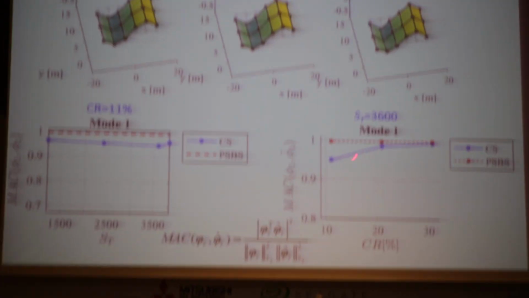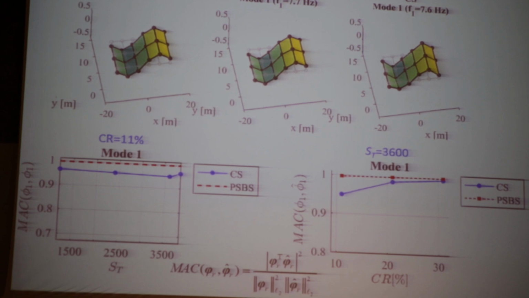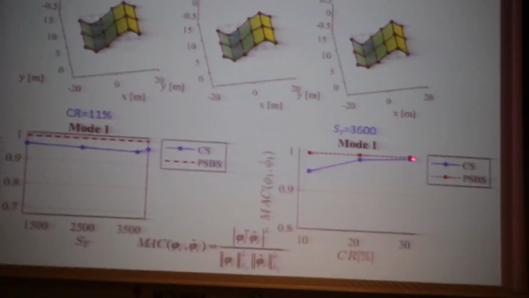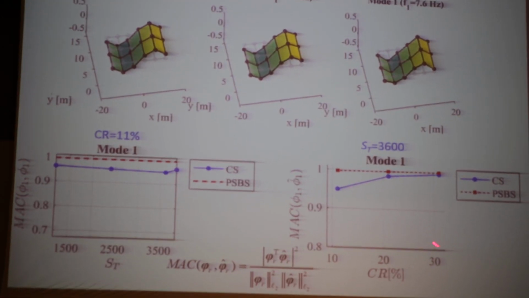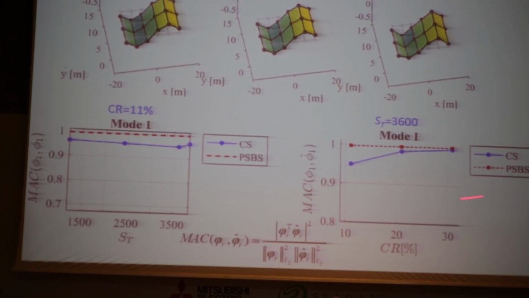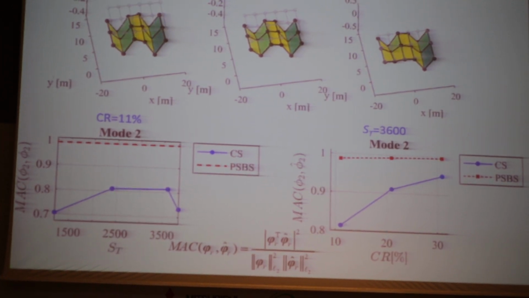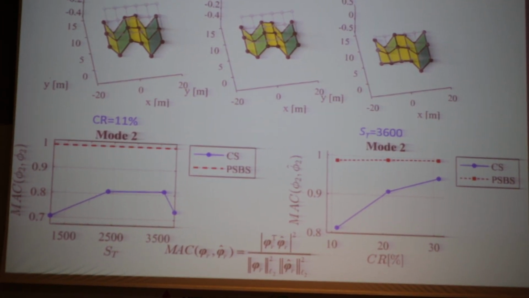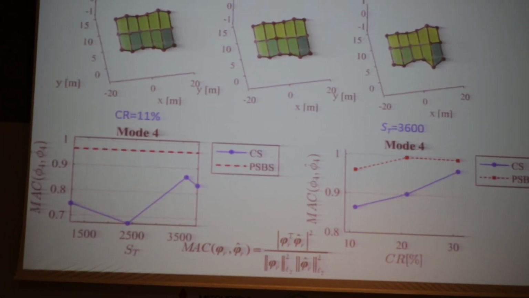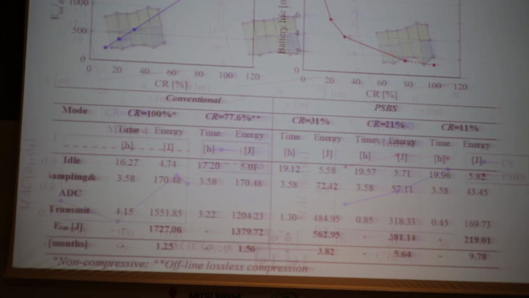And we see that our method gives practically a value of 1, which means almost similar mode shapes compared to the Nyquist, but compressive sensing gives good results up to, let's say, 70 or even 80% below Nyquist, but when we go to 10%, we start diverging. And that's the case for all different mode shapes, the way that our bridge is vibrating. So, fourth mode shape, we see how much worse compressive sensing is doing.